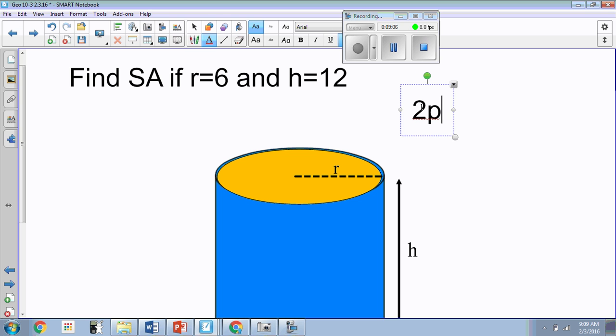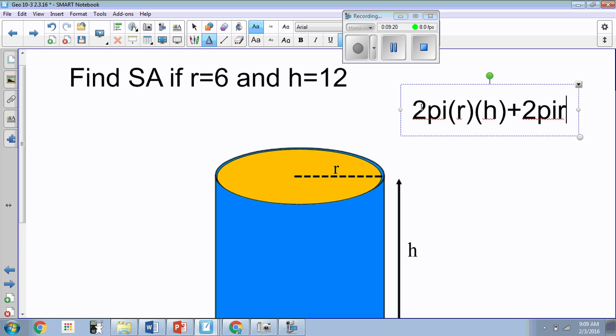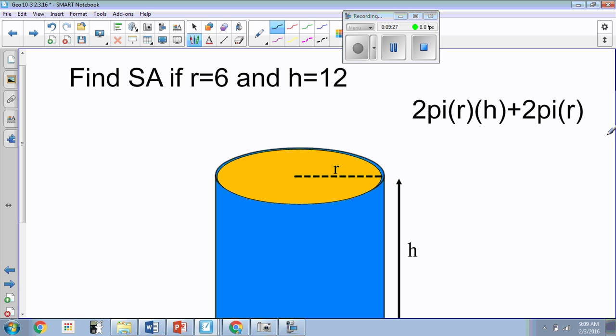Remember, we had 2πrh, parentheses are a little more clear, plus 2πr². The 2πrh part was our lateral area, and the 2πr² is 2 circles on the top and bottom, because we're looking for total surface area now.